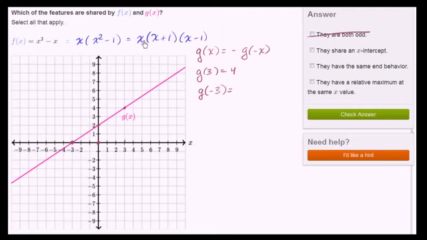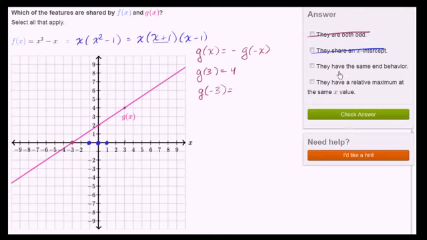So when does f of x equal 0? Well, f of x is equal to 0 when x is equal to 0, which would make this entire expression 0. When x is equal to negative 1, that would make this term, and thus the entire expression, 0. And when x is equal to positive 1, that would make this last part 0, which would make the entire product 0. So here are the zeros of f of x, and none of these coincide with the zeros of g of x. So they don't share an x-intercept.